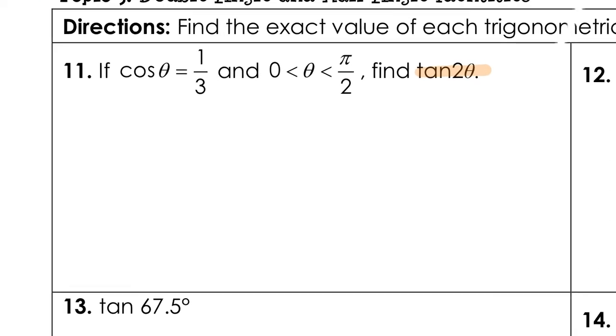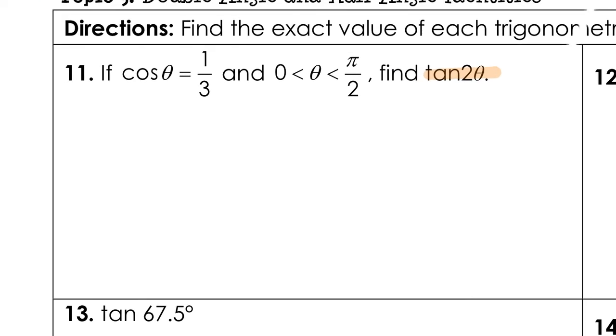So if cosine of theta is 1/3 and 0 is less than theta is less than pi over 2, find tangent of 2 theta. So according to this part, that is quadrant 1, which is a good thing because everything in quadrant 1 is positive.